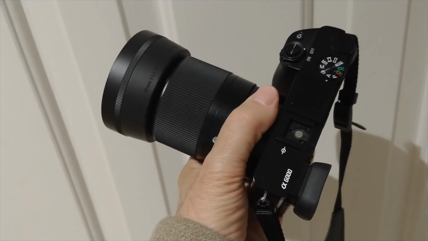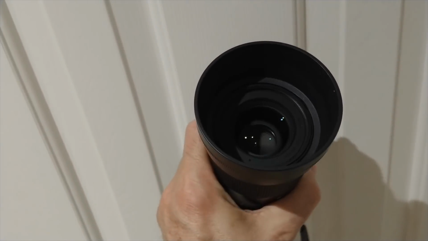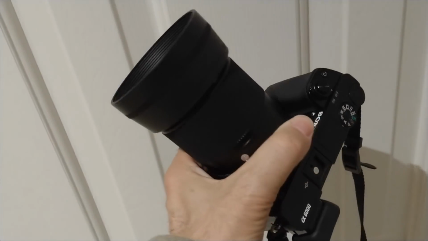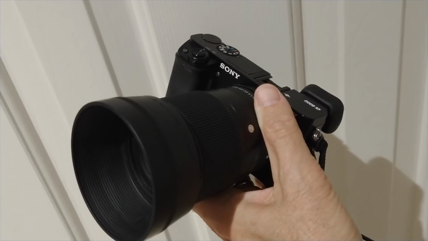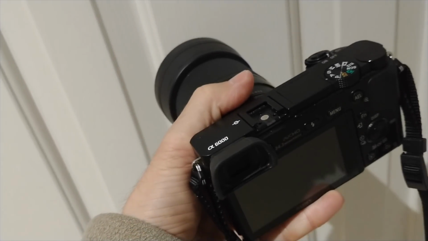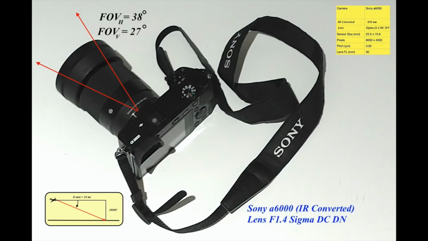The camera I've used is pretty cool, small, lightweight. I love it. It's a Sony Alpha 6000 that's been IR converted, and I put a 30 millimeter lens on it. With a 30 millimeter focal length, I get a field of view of 38 degrees horizontal and 27 in the vertical. The 27-degree vertical field of view translates to about a 10-mile minimum distance to objects I could see if I point the camera such that the top of the image is on the horizon.